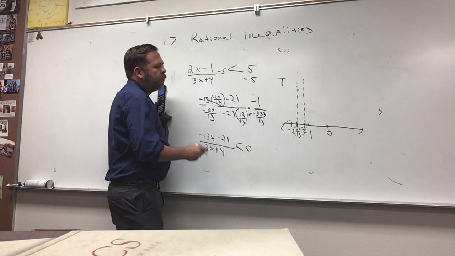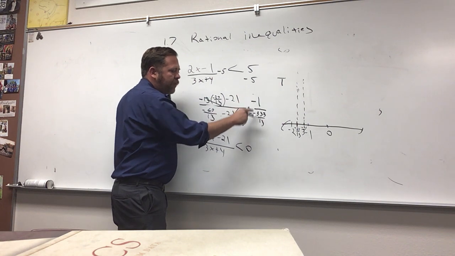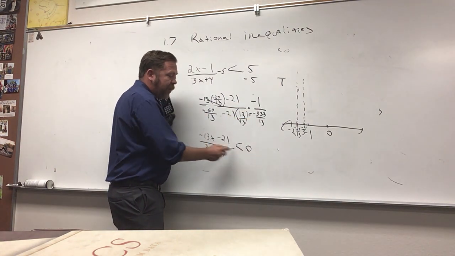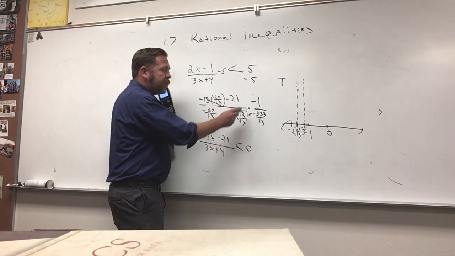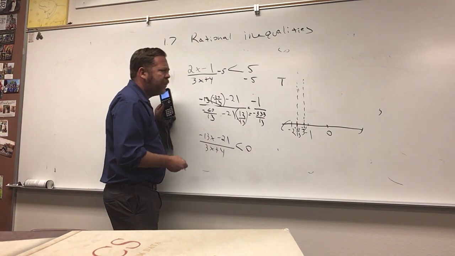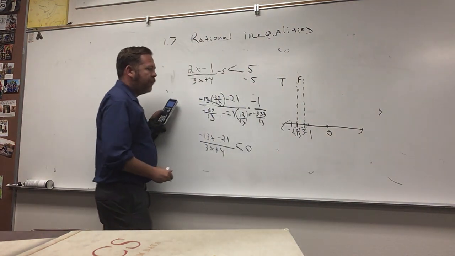Well, hang on. We could go on further and simplify this if we wanted to, but what's a negative divided by a negative? It's going to be a positive. And if it's positive, it can't be less than 0, right? So that's got to be false, because whatever we got here is positive. Rewatch this if you need to. But this region is going to be false.